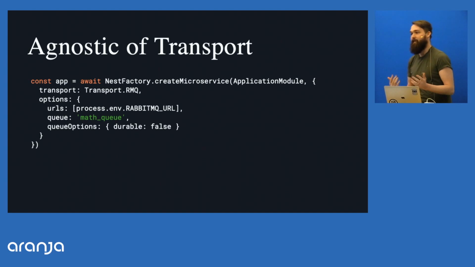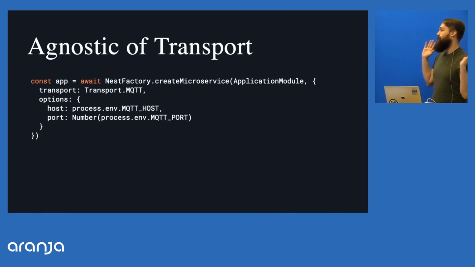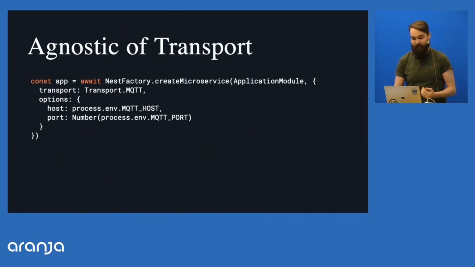But later on, we're technical people, we're going to think RabbitMQ is pretty old, MQTT is pretty cool. So what happens then? Well, we swap it out. We say, okay, Nest, please instantiate this microservice and use MQTT as the transport. And our code doesn't have to change because we don't care about the transport layer, and this is very important.